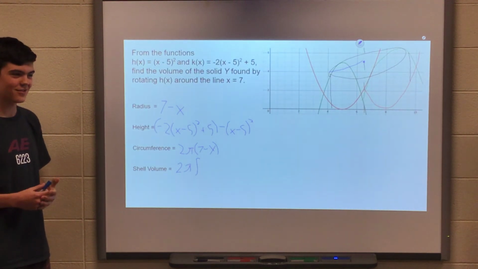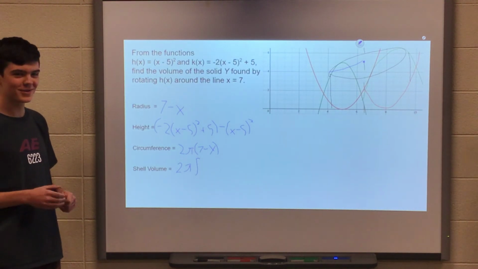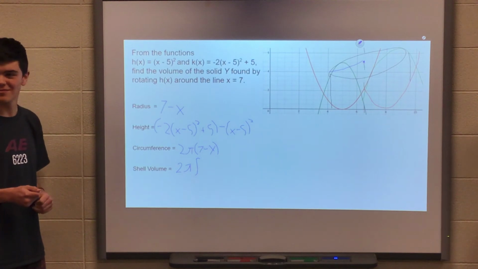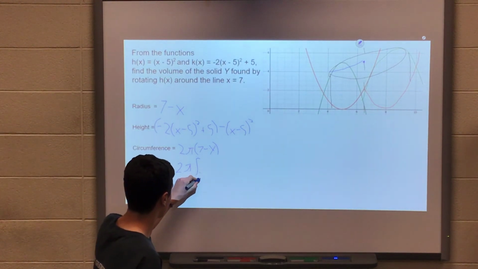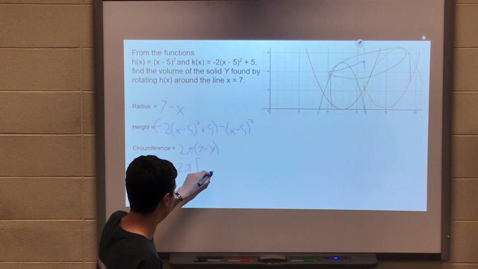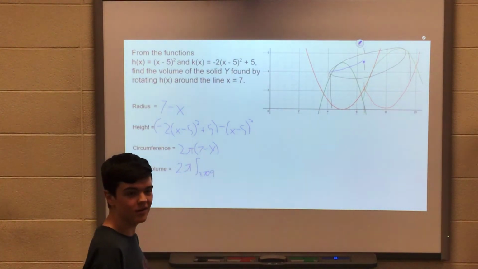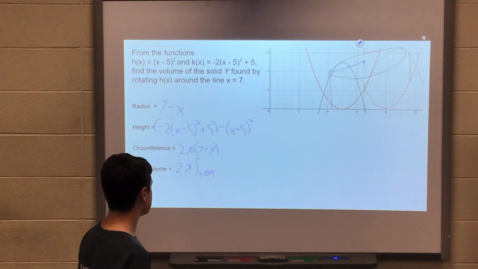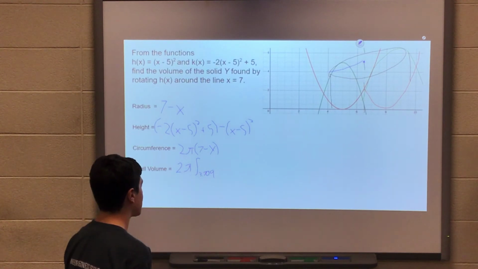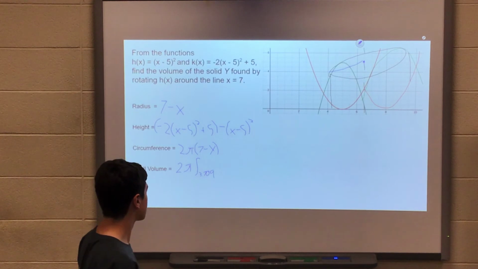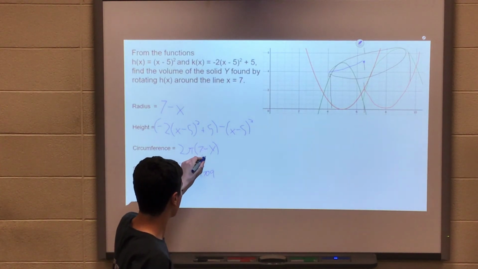Alright. So, does anyone have the bounds? The first one is at x equals 3.709. And then the other one is 6.291.